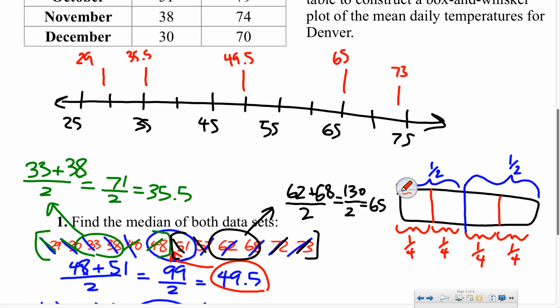Now, let me show you how easy a box-whisker plot is. Do you guys understand where all these lines came from? Okay, this is the minimum. 29 is the minimum. 35.5, 35 and 5/10, that's the lower quartile. 49 and 5/10 is the inner quartile, or it's called the median, two names. Sometimes called the middle quartile, right, or the inner quartile. 65 is the upper quartile, okay, and then 73 is the maximum. Now this can be called the first quartile, second quartile, third quartile. I've heard it called that.